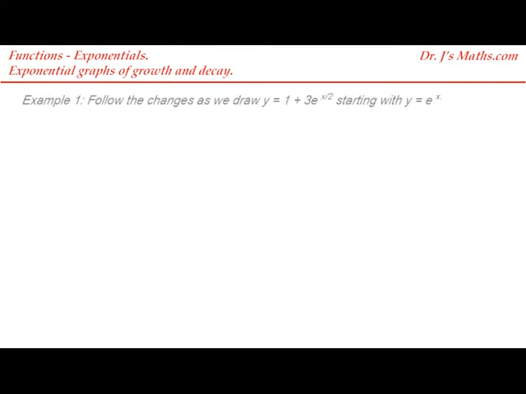Before we finish, let's have a look at 2 examples in which we take the equation and break it down to look at the implications of the respective transformations. So the first curve we're going to take is y equals 1 plus 3e to the x over 2. And of course we're going to start with the basic curve of y equals e to the x.